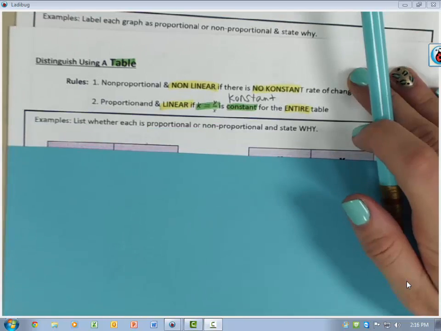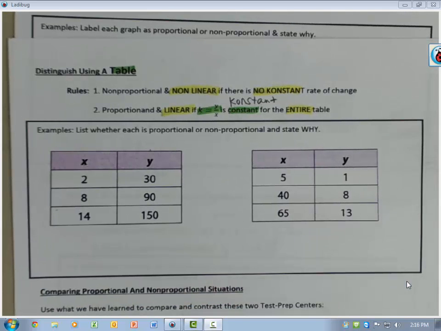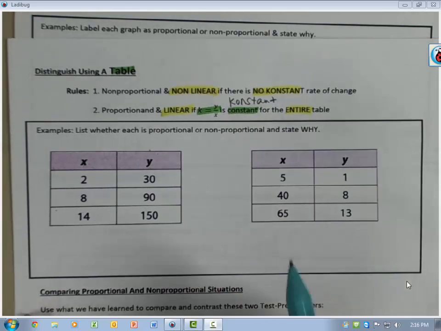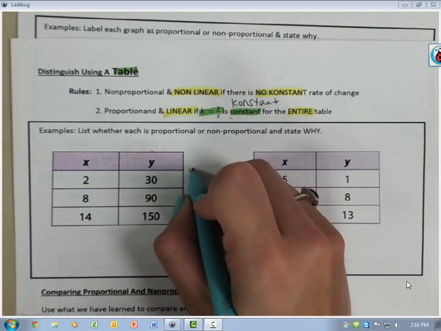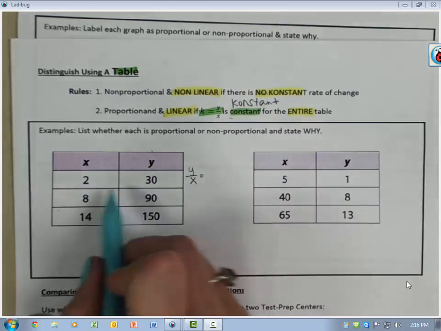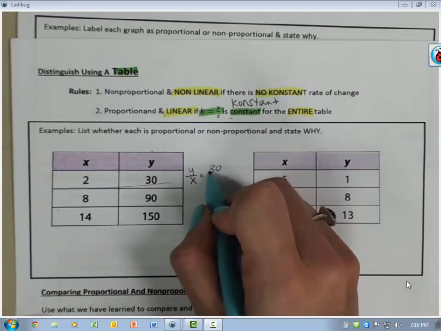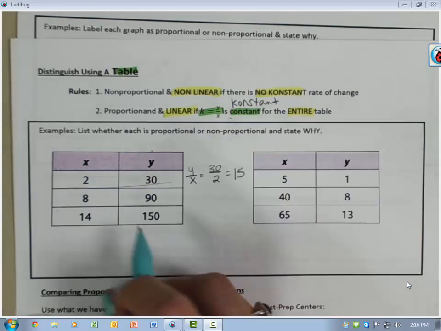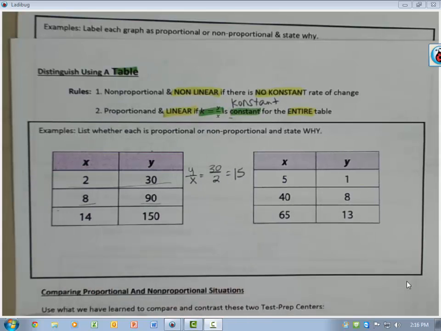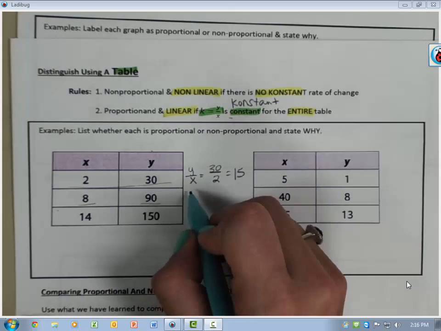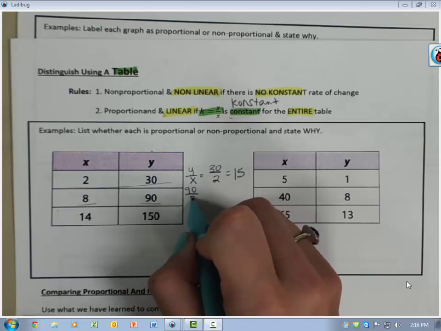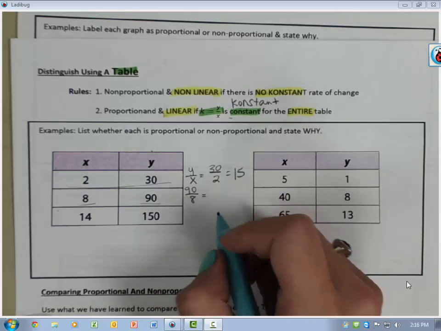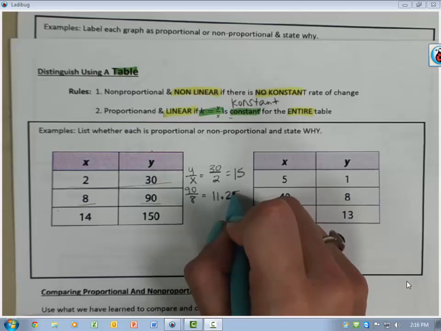So all you're looking for on this one is to see, is my rate of change proportional? Is my K the same? Don't forget, Y divided by X. For this line, we have 30 over 2, which you know is 15. 90 over 8, if you work it out, you should have paused this by now, sorry I didn't say that, 90 divided by 8 is 11.25.